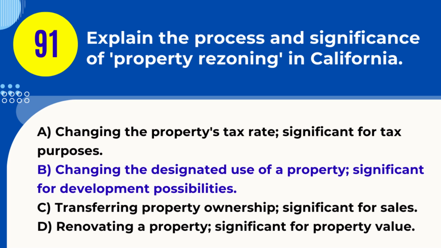Answer: B. Changing the designated use of a property, significant for development possibilities. Explanation: rezoning involves changing the designated use of a property, for example, from residential to commercial, which can significantly impact what can be built or how a property can be used.